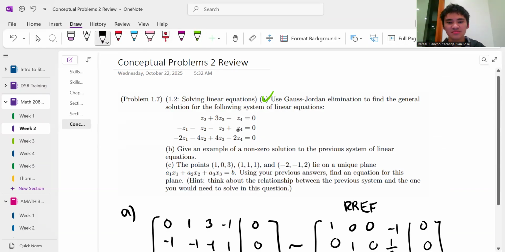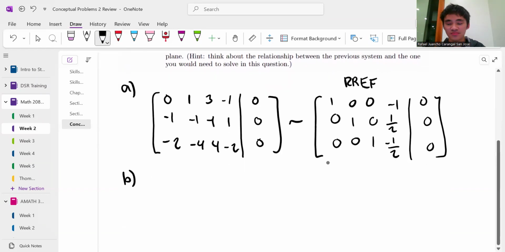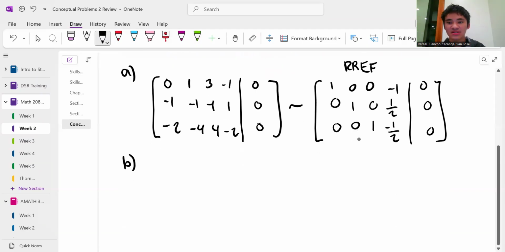Next thing we want to do, we want to give an example of a non-zero solution to the previous system of linear equations. How do we give a non-zero solution? Well, we know that one of the variables here is going to be free. How do we know? Well, we have 3 equations and 4 unknowns, or 4 variables, so one of them is going to be free, right?